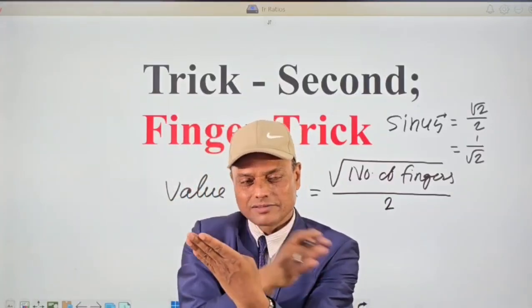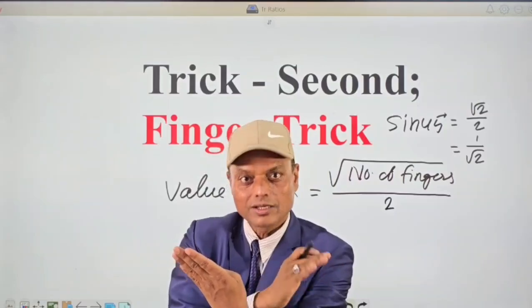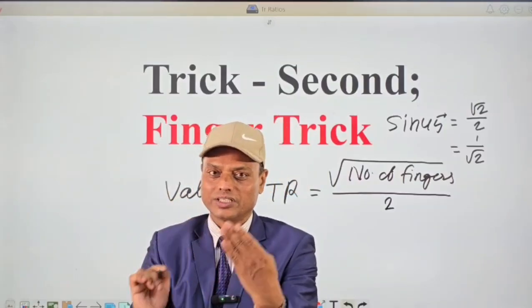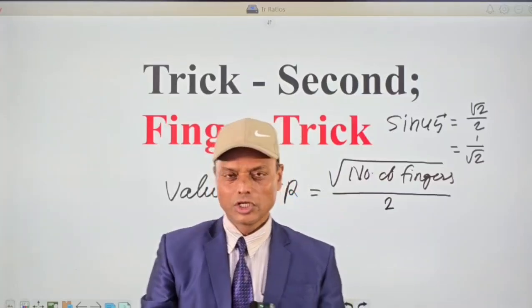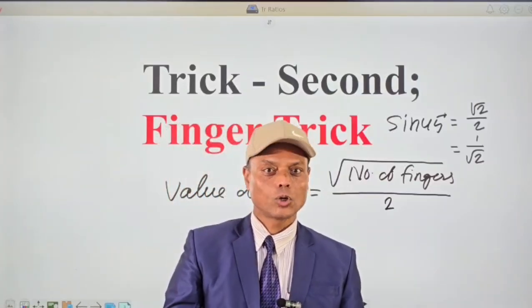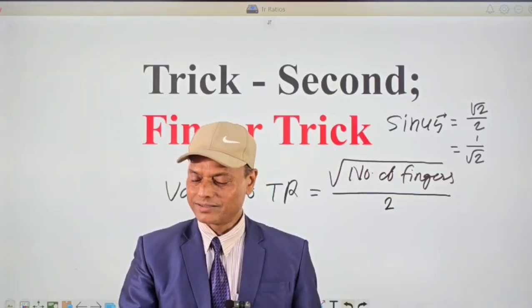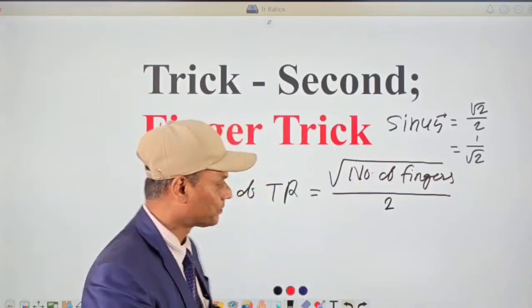Cos 90 degree, how many fingers do you have at the cos side? No fingers, means under root 0, that is 0 by 2, which means 0, isn't it? So by the fingers method, you can easily find out the value of sine and cos, and from sine and cos, you can get cosec and sec, and tan and cot as well, isn't it?